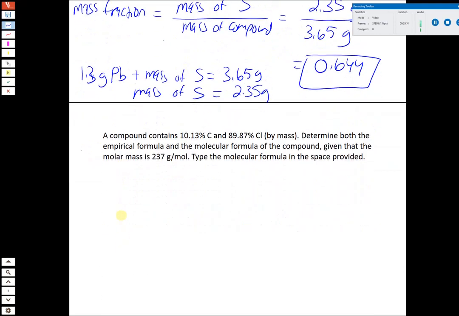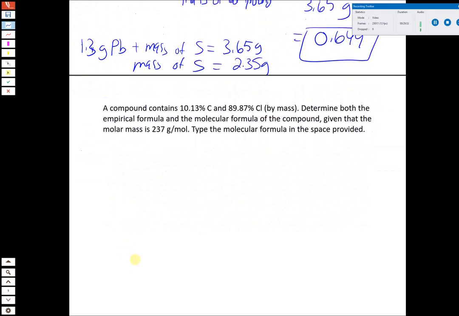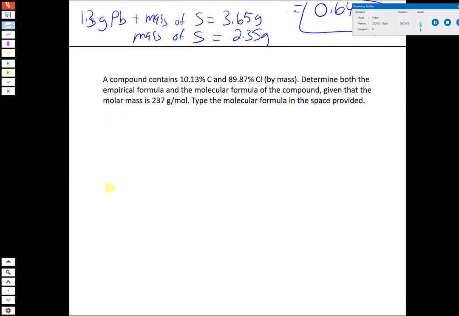Alright, last one is determining molecular formula given mass percents. So we have a compound that contains carbon and chlorine, and we're told the mass percentages of each. So again, for mass percent problems, we assume we have 100 grams of the compound so that the percentages just become mass amounts. We want to determine the empirical formula and the molecular formula. Given that the molar mass is 237, type the molecular formula in the space provided.